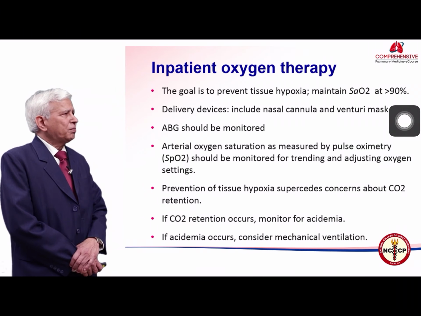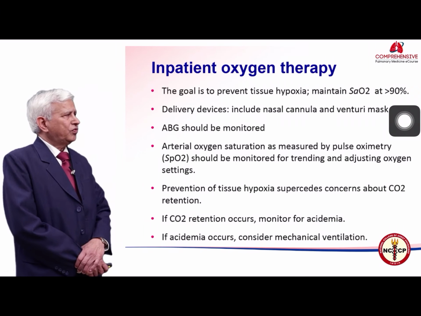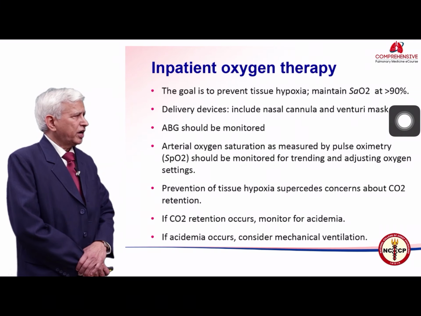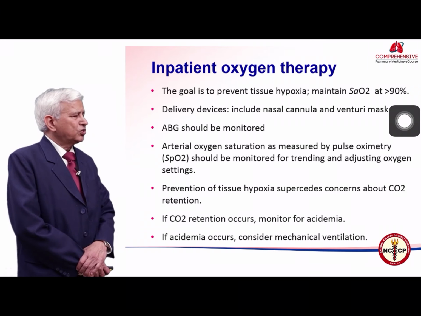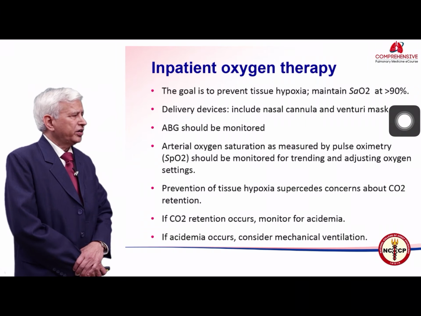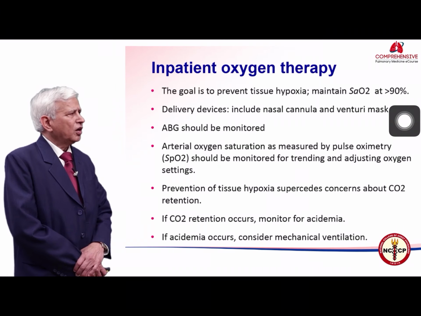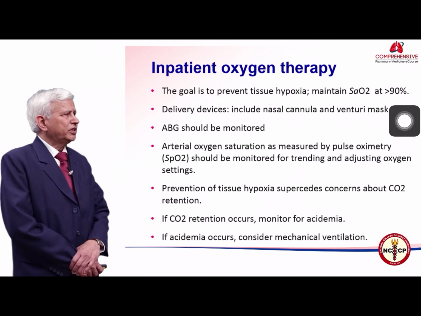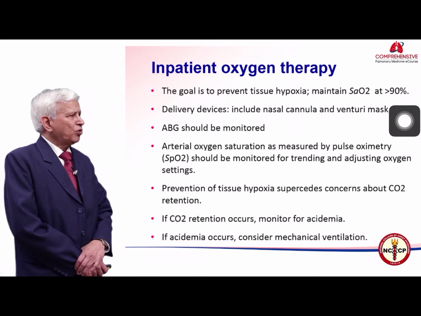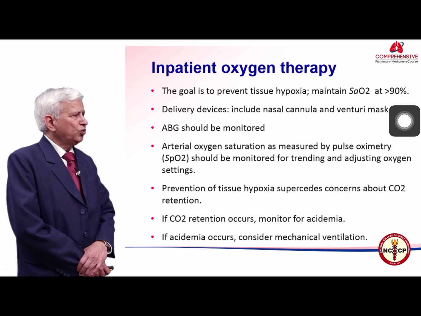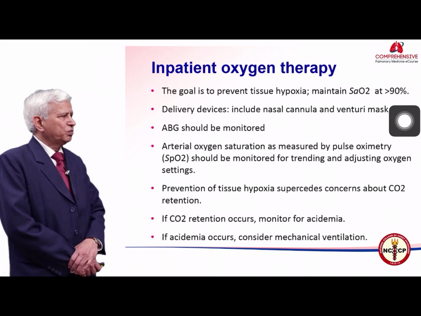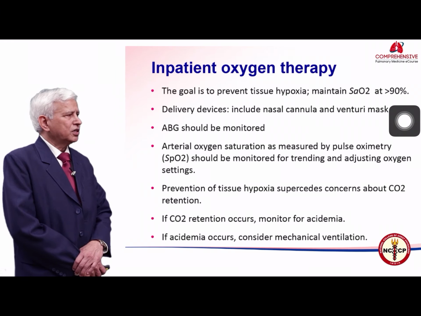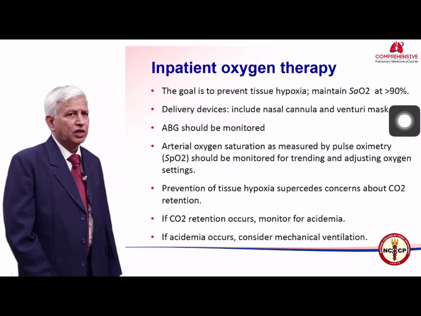For oxygen therapy, the main purpose is to maintain a saturation of 90%, and it can be delivered either with a nasal cannula or a venturi mask. One needs to monitor the blood gases. Arterial blood gas analysis should be done, but routine monitoring is done with the help of pulse oximetry. It is important to prevent tissue hypoxia, and if CO2 retention occurs in these patients, then acidemia needs to be monitored.